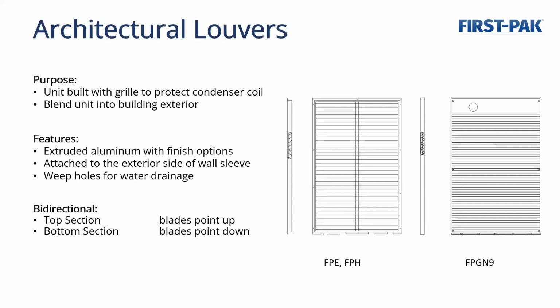The other purpose of the louver is to separate the intake from the exhaust. So the bottom half of the unit, the blades are pointing down, and on the top section, the blades are pointing up. And there is a divider plate between the two sections so that you're helping to prevent the mixing or recirculation of the air from the two sections.